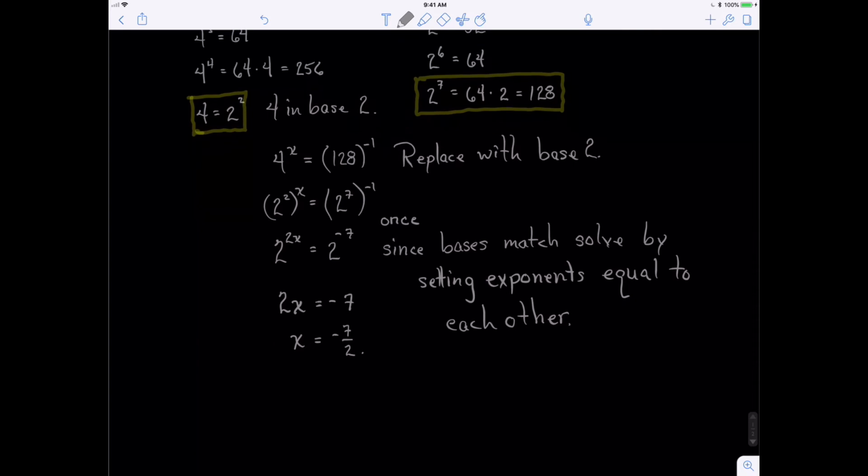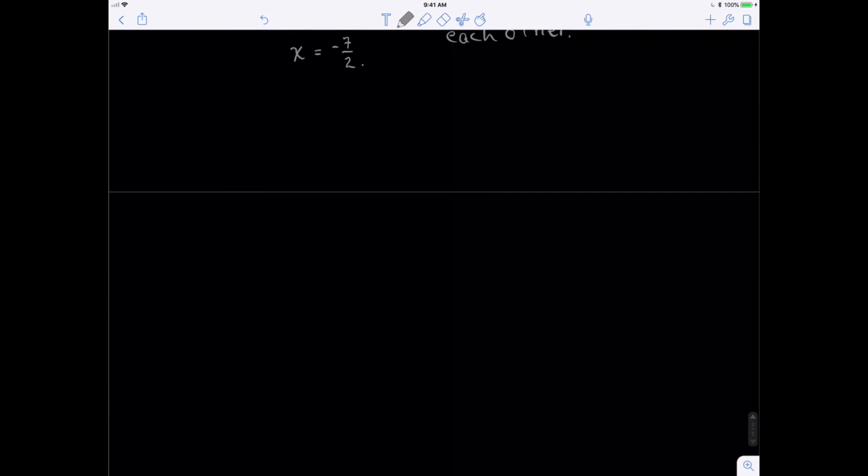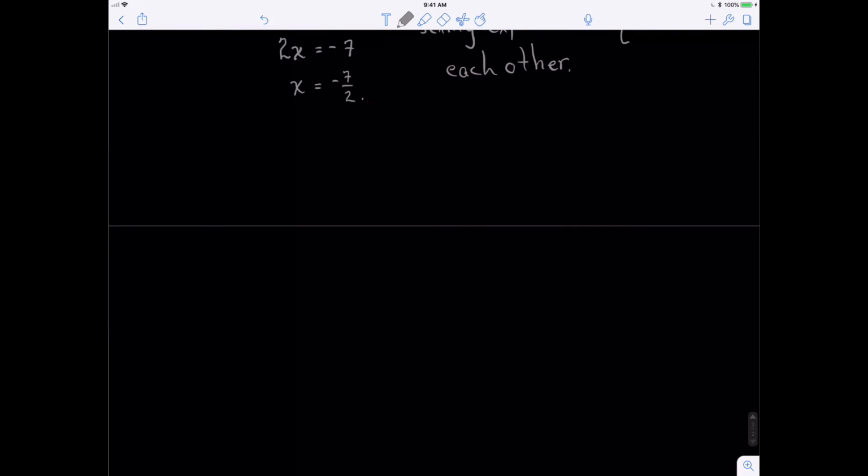I think one more example is in order. So let's try this one. We're going to solve 125, wow, that's big, raised to the x plus 1 equals 625 raised to the x. Wow, not even sure where to start.